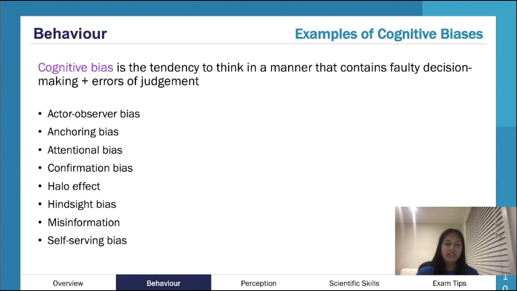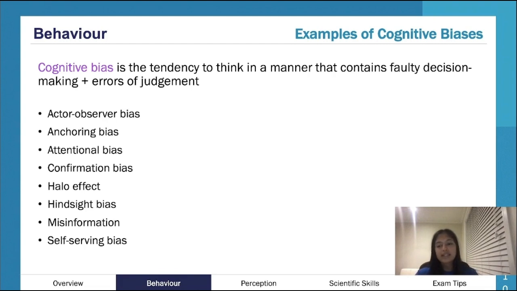So these are just a couple of examples. There's like about 1 billion different types of biases out there. But these are the common ones you might come across. So actor-observer bias and self-serving bias we'll talk about in the next slide. They're kind of what I was talking about with your situational attribution and your dispositional attribution. Your anchoring bias, we'll just run through these.